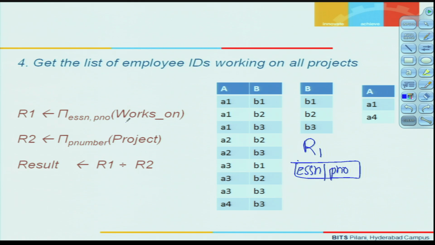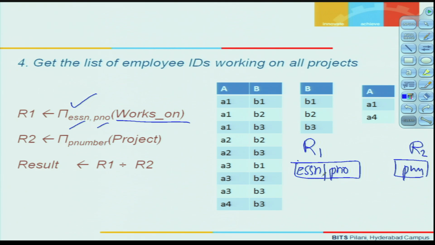How can I get that? Go to the works on table, which stores the information about the employees and their projects. Go there and project on the ESSN and then Pnumber. Let us assume that this is R1. Similarly, for R2, go to the project table and project on the Pnumber. That will give you the list of all projects that are available in the company.